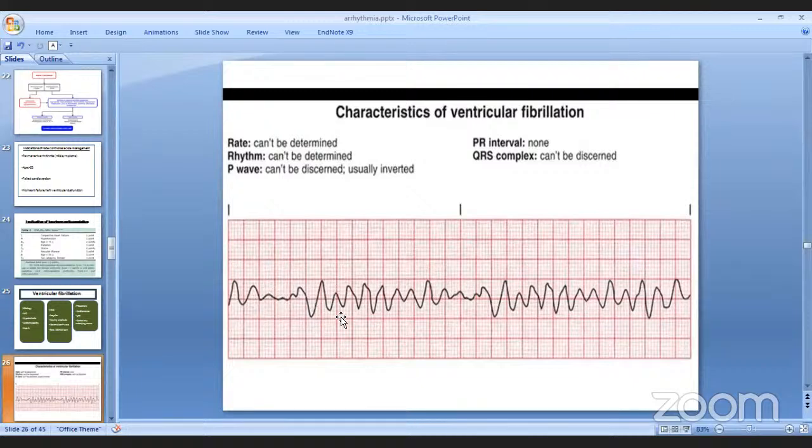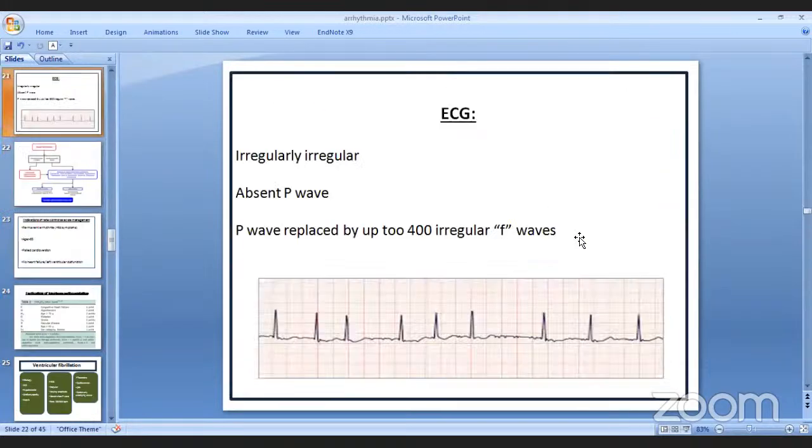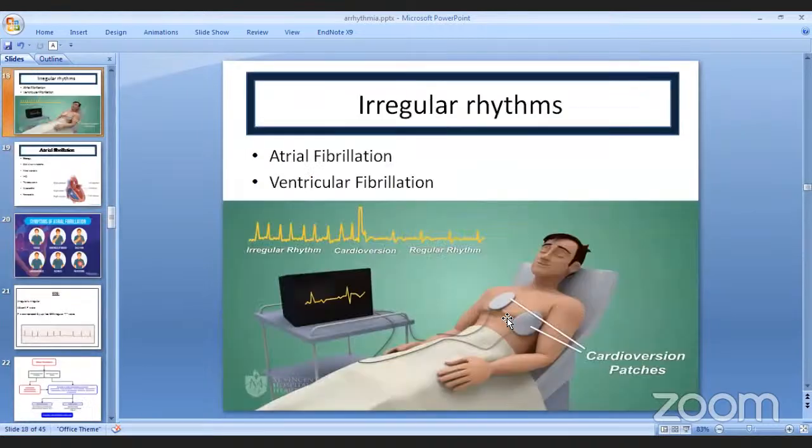The rate can't be determined, the rhythm can't be determined, the P wave can't be seen. It's basically haphazard, the waves are. It's almost like an end stage thing, right? We do not have any other options than giving cardioversion, right? And in between the cardioversion time, keep doing CPR.